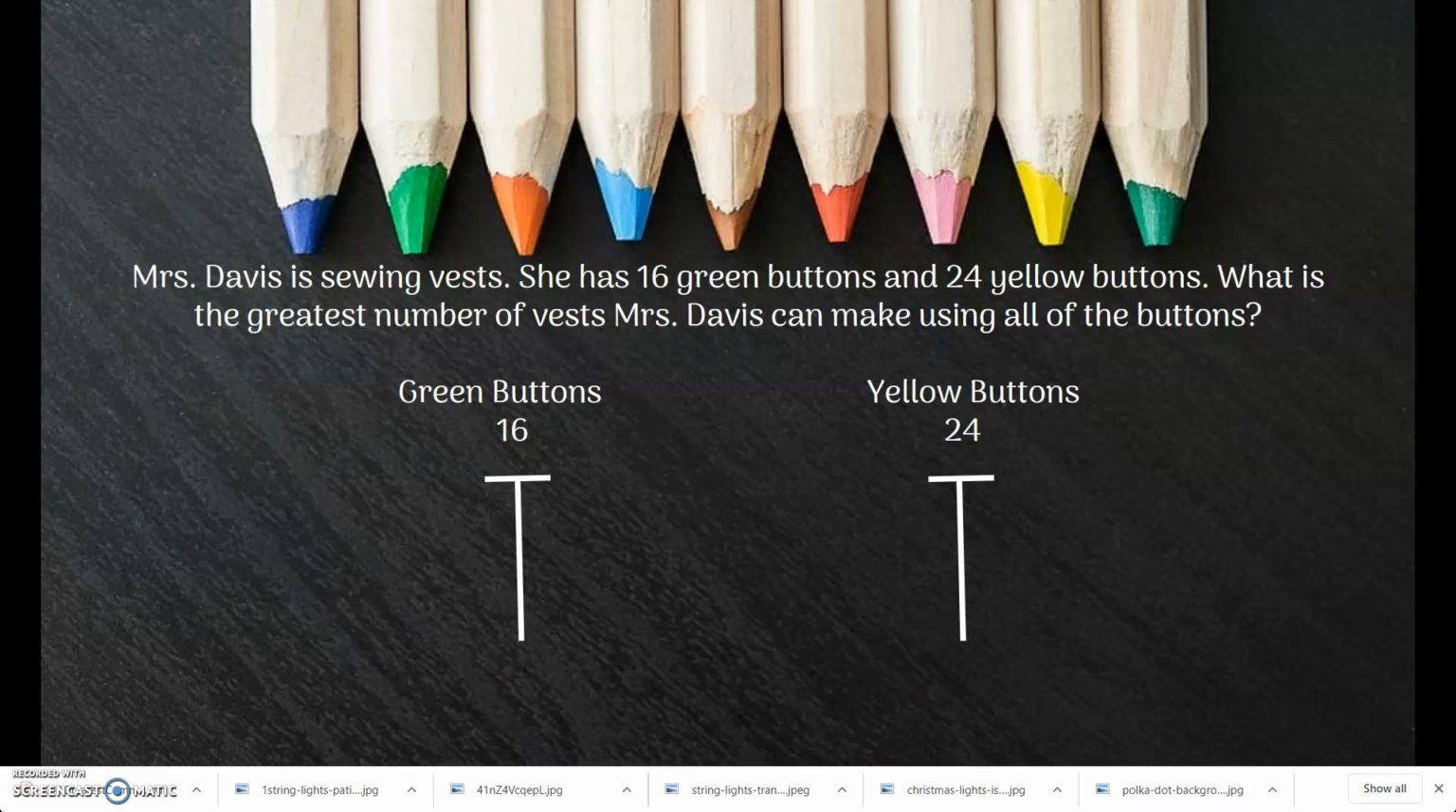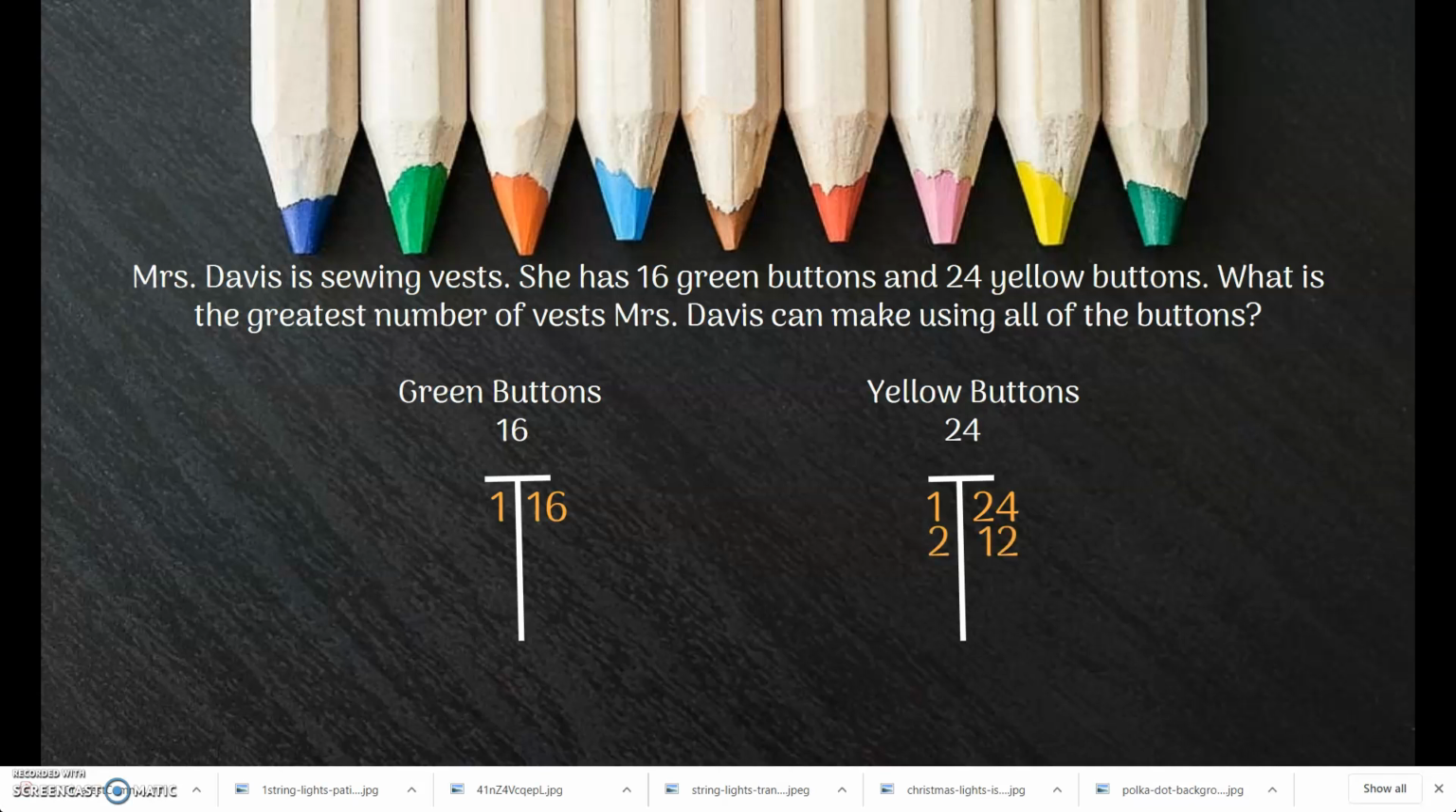All right, the second word problem says Mrs. Davis is sewing vests. She has 16 green buttons and 24 yellow buttons. What is the greatest number of vests Mrs. Davis can make using all of the buttons? We need to find the factors of 16 first, and the factors of yellow buttons, which is 24. So we have 1 and 24 as a factor of 24. And then we'll jump over to 16. We have 1 and 16 as factors of 16.